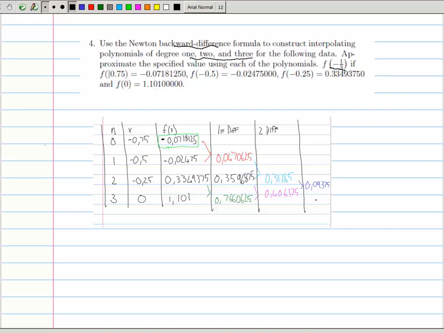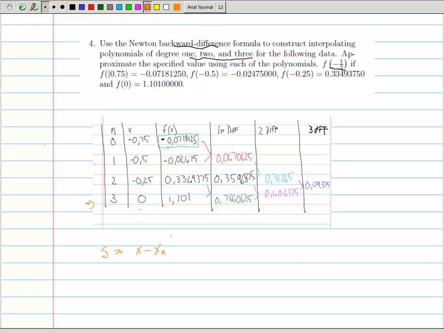So I have brought down the data that we had from above. So we have our third difference over there. And this time, all we need to do is redefine our s. Because this is the backwards difference formula, our s term is going to be x minus xn, where n is our largest term. So if we're doing P3, xn is going to be 0.